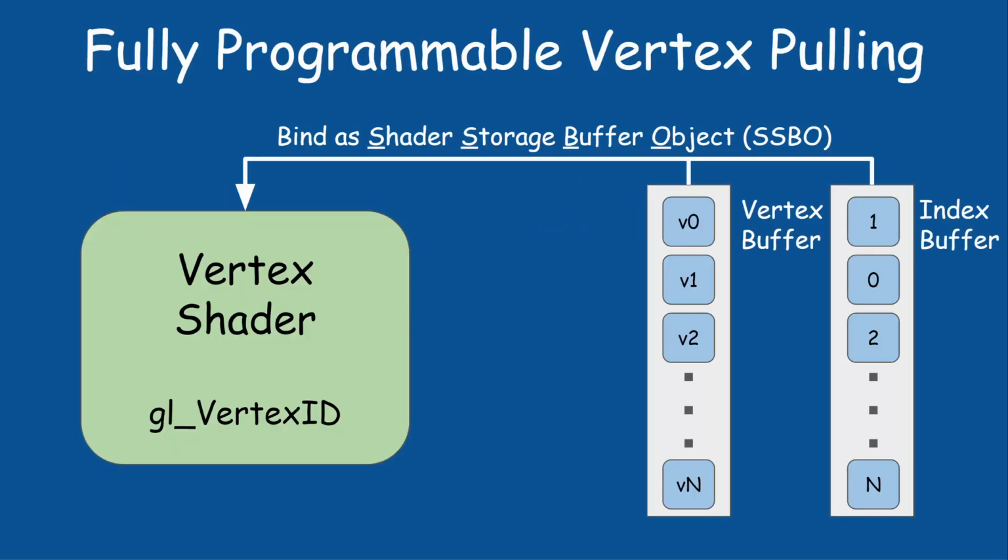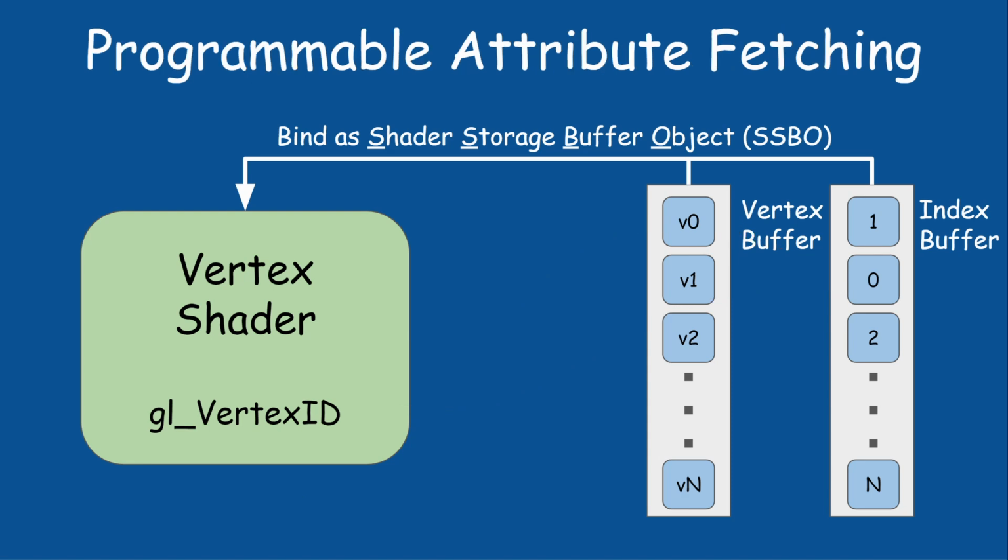In general, there are two levels to this technique. First, we have fully programmable vertex pulling, where both the index and the attributes are pulled by the vertex shader. Here, the gl_VertexID variable is used to manually load the index from the index buffer, and then this index is used to load the vertex attributes from the vertex buffer. This is the case where the VAO can be dropped entirely from the setup. The second option, which he calls programmable attribute fetching, leaves the management of the index buffer to the VAO, so only the vertex attributes are pulled by the shader.